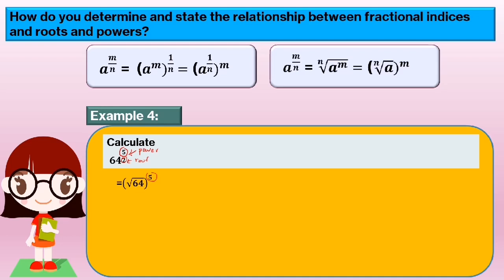Okay, so the square root of 64 equals 8. So 8 to the power of 5. And you calculate it, you will obtain 32,768.